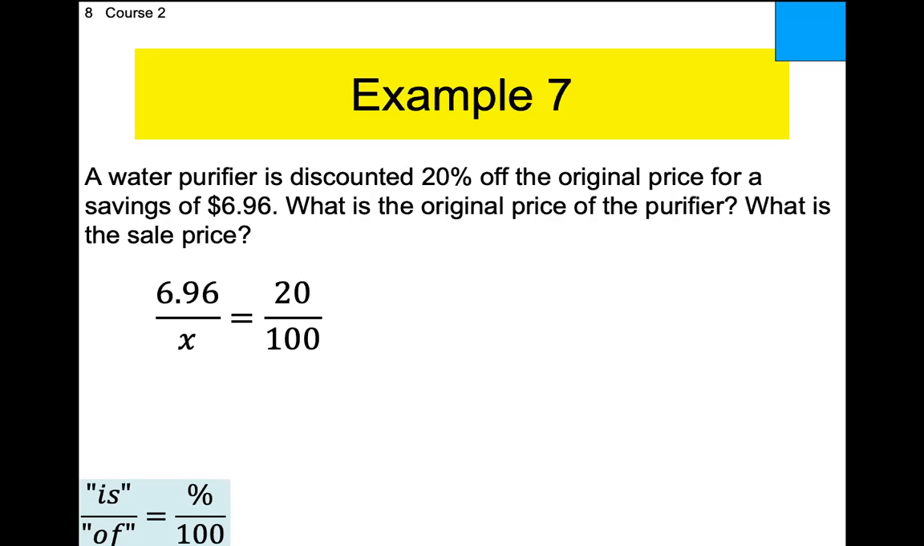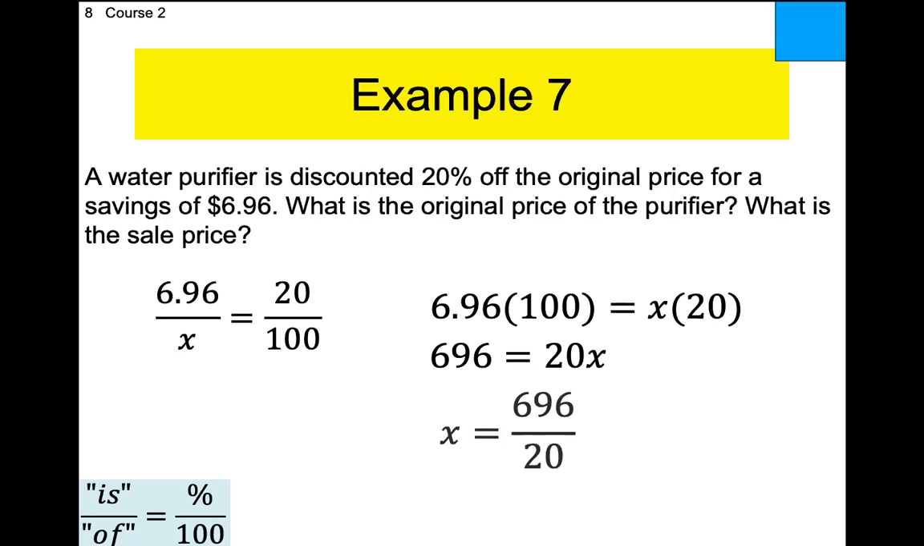All right, let's see. That'd be 6.96 times 100. That's 696. Well, that's close to 700. 700 divided by 20 is what? 35-ish? 34. So that is a reasonable answer. So when I solve this, I get this great, that's your original price.